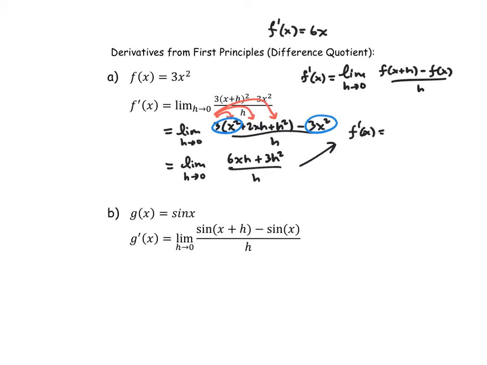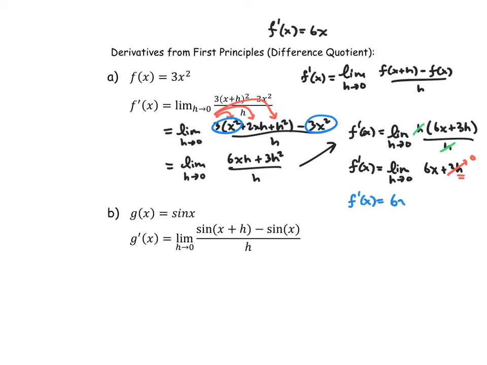F prime. I'm going to factor out an h after I write down some limit notation. Don't forget limit notation, that's just poor form. 6x plus 3h all over h, and look at that. What reduces? Boom. So f prime of x will equal the limit as h goes to 0 of 6x plus 3h. Now if h goes to 0, then 3h goes to 0. Therefore, f prime of x, all that's left is 6x. Boom, shakalaka. That felt good.